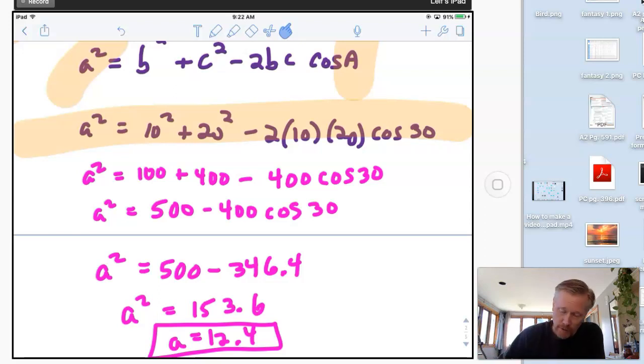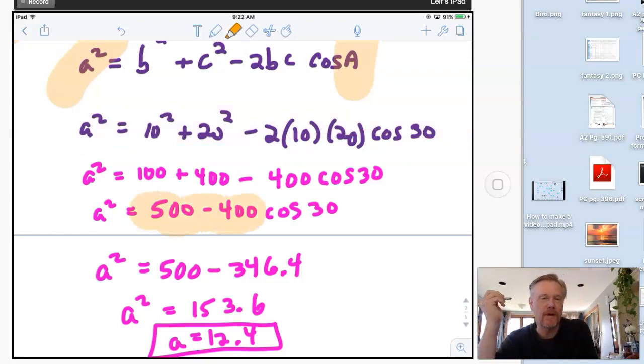The one mistake I see students make is they get down to here and then they subtract the 500 and the 400. You have to do the multiplication first, by order of operations. So go cosine of 30 times 400 and then subtract. That's the one mistake I see students make a lot, so just be careful of that. You should get 12.4 being side A. Now I've got side A.